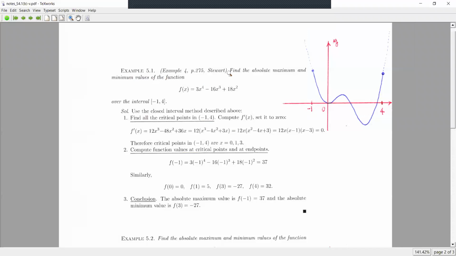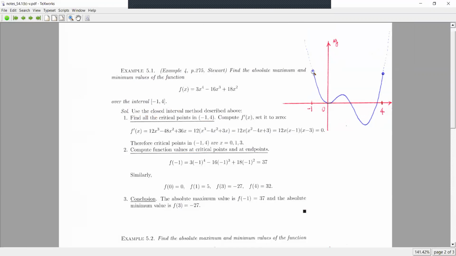Example 1. Find the absolute maximum and minimum values of this polynomial over this interval. Here is the graph of the polynomial. But we don't consider the whole graph of the polynomial. We only consider the portion over the interval.